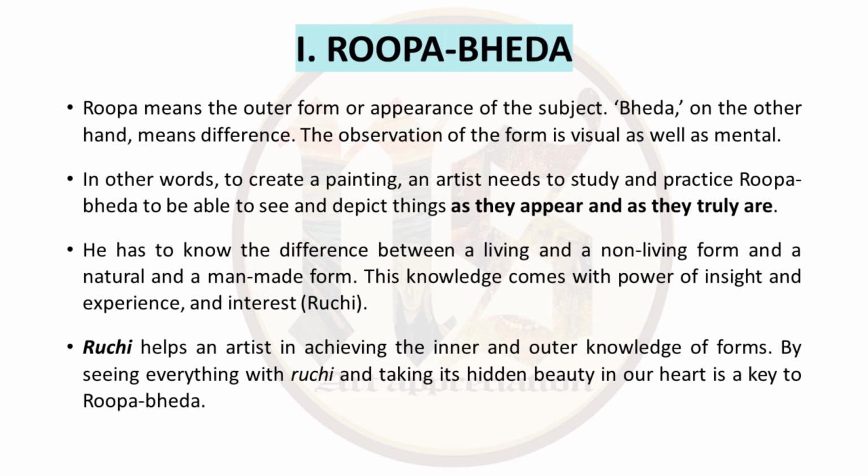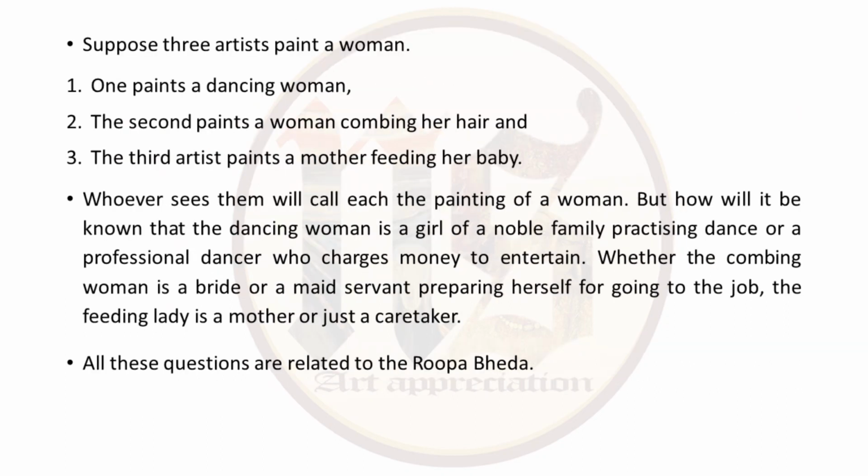Now this is all Indian aesthetics. This might sound a little confusing to you, but I'll explain with an example in the next slide. Now this ruchi, also called a beam of light, helps the artist in achieving the inner and outer knowledge of form. And when he masters this ruchi, he is able to understand Roop Bhed. Abanindranath Tagore has given an example to understand Roop Bhed.